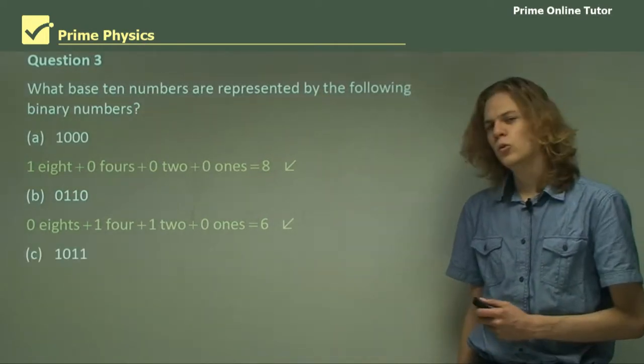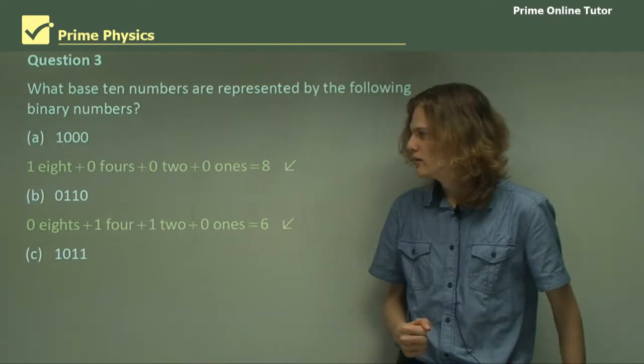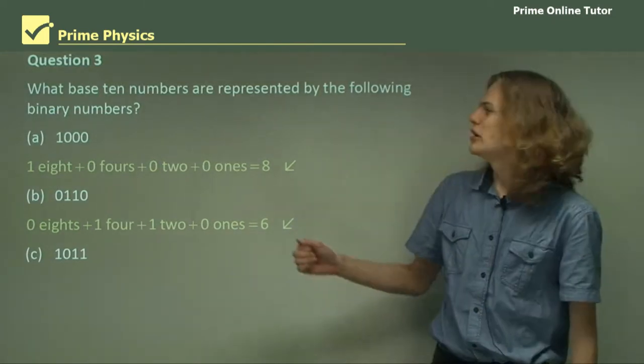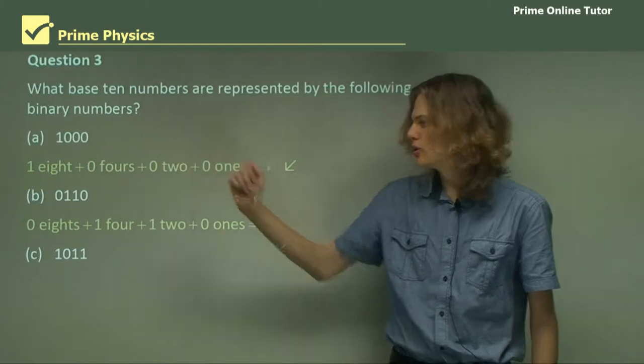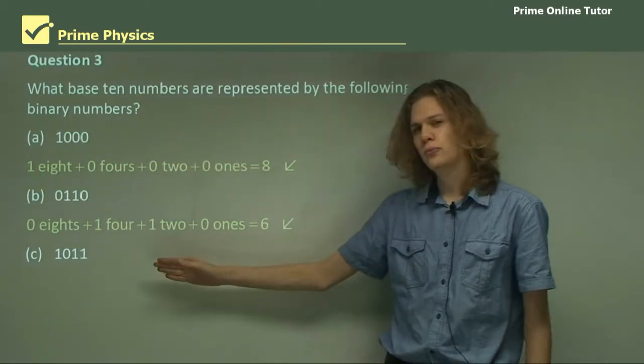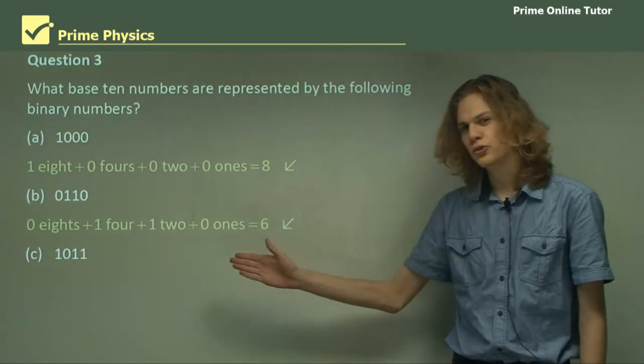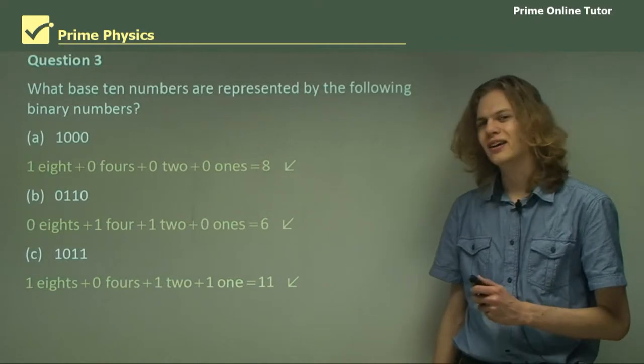Finally, what is 1011? So in this case, we do have an 8 in the first column. We have no 4s. We have a 2. And we have a 1. So add them all together, and we get 11.